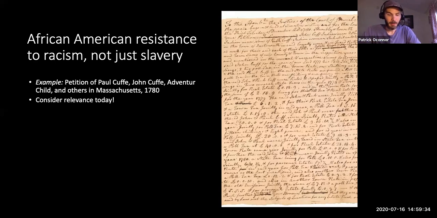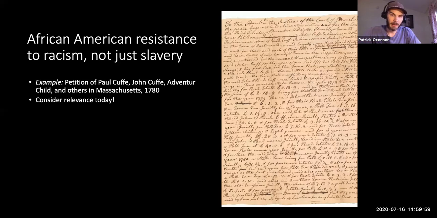Consider, for example, a petition. This is actually from 1780. It's still during the Revolutionary period, but it's by a group of free black men in Massachusetts. Among them, Paul Cuffey is probably the most famous. He's one of the wealthiest people in the northern states by the early 19th century. He was a brilliant shipping magnate and entrepreneur, and he was a black man.